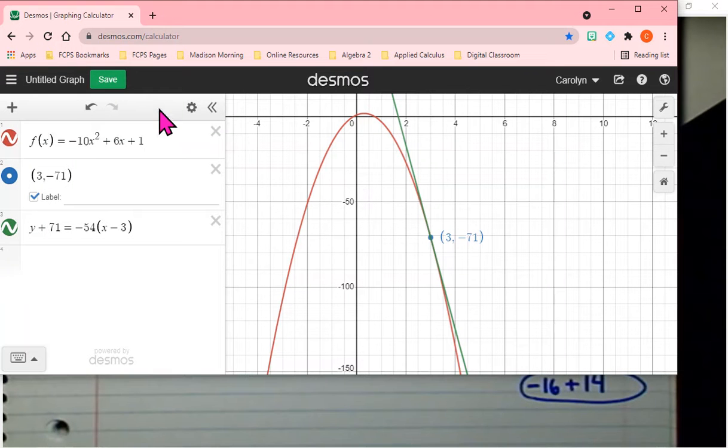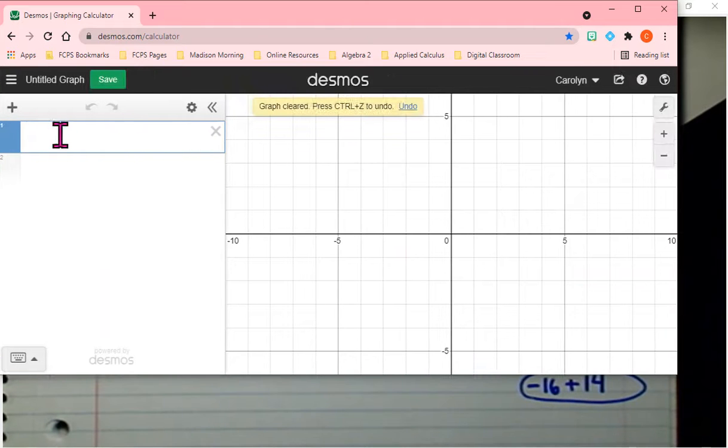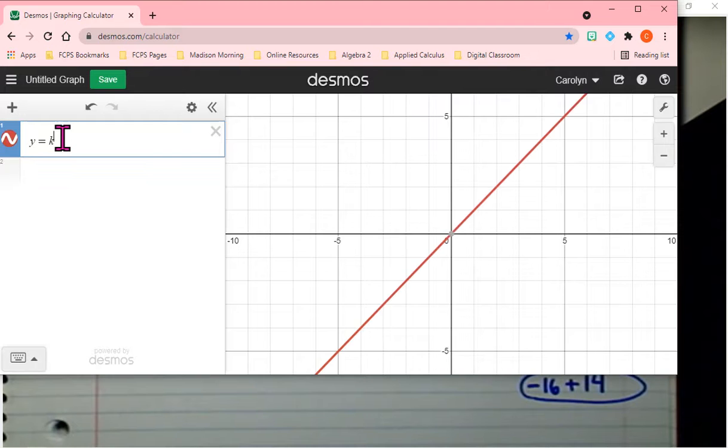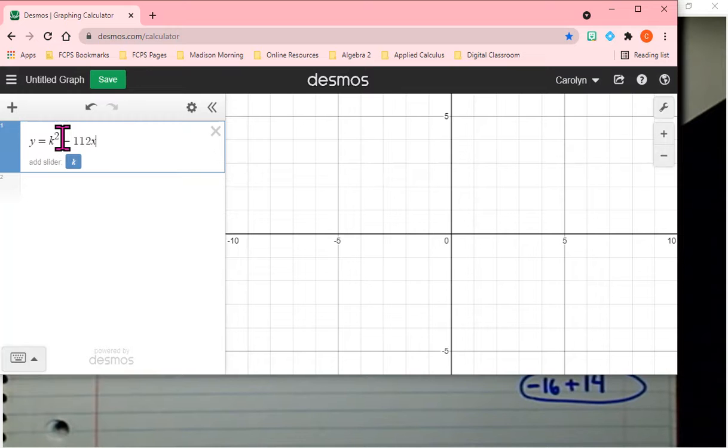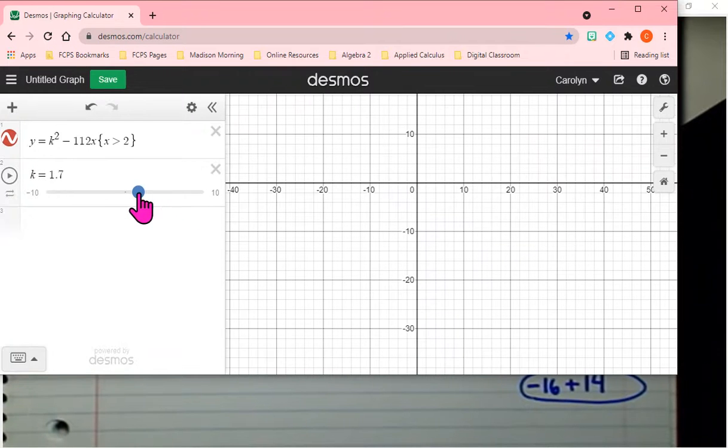Okay, here we go. New graph. I'm going to graph the function. This gets a little tricky here. So, k squared minus 112x. But it's a piecewise, so you have to include the domain: x is more than 2. Then you're going to add a slider for k. I can't see anything yet, so I'm going to zoom out. Do I see anything? No, not yet.